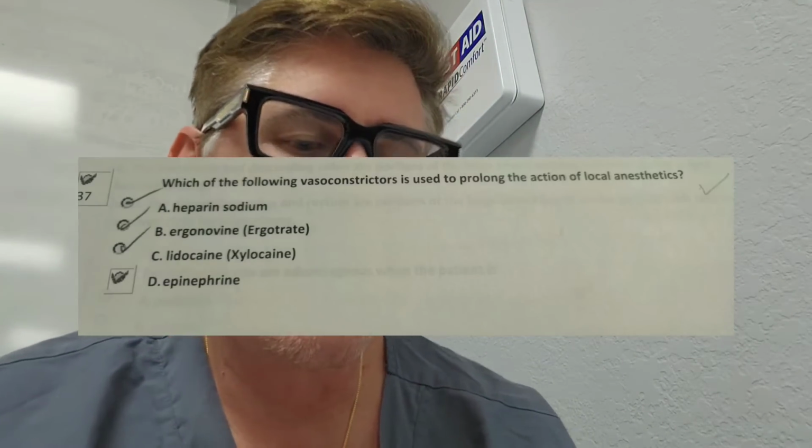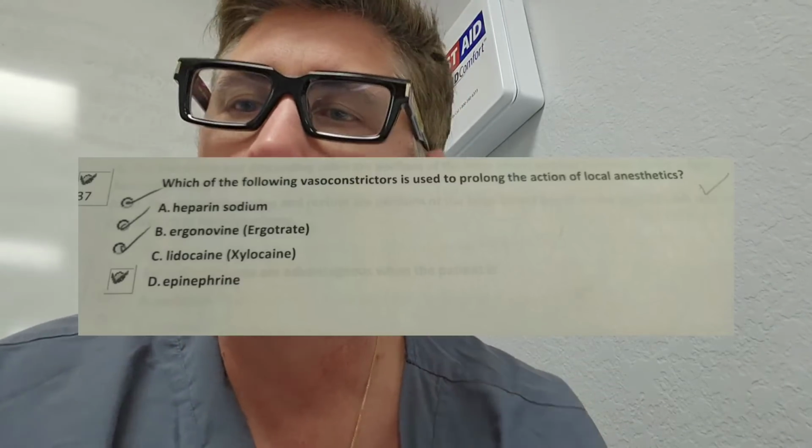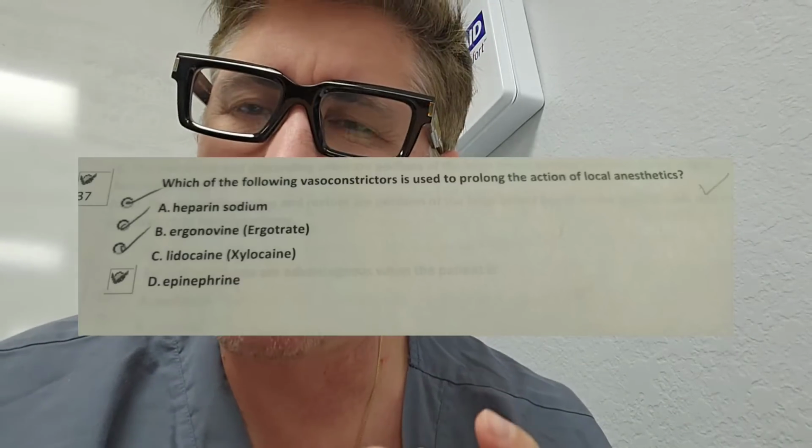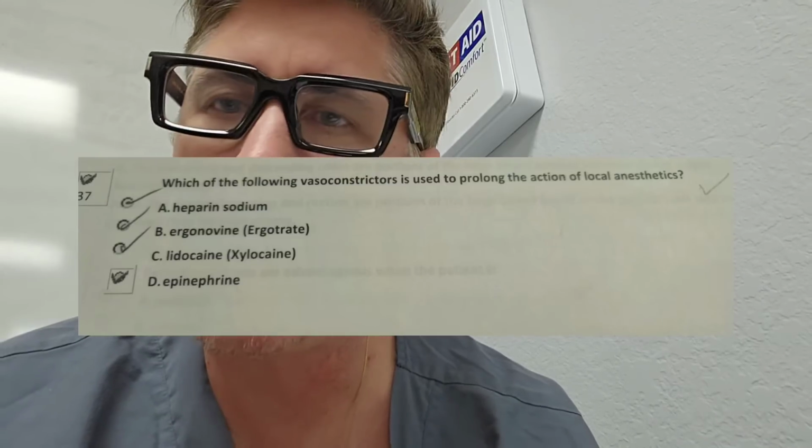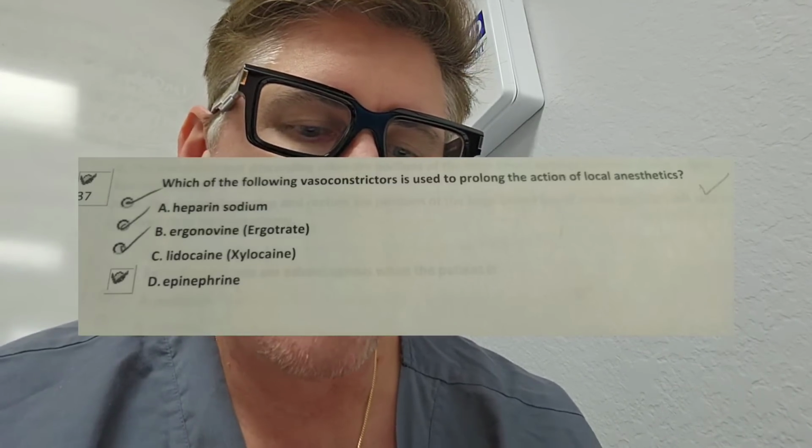So which of the following vasoconstrictors is added to the local? Yeah, this is a first-day-on-the-job kind of scenario. Epi is added to local to help prolong the duration of most medications, Marcaine or lidocaine, right? Do you know the difference between lidocaine and Marcaine? Lidocaine is a quick reaction, but a shorter duration. Marcaine typically takes a little bit longer to react, but has a longer duration. So a vasoconstrictor prolongs the anesthetic.